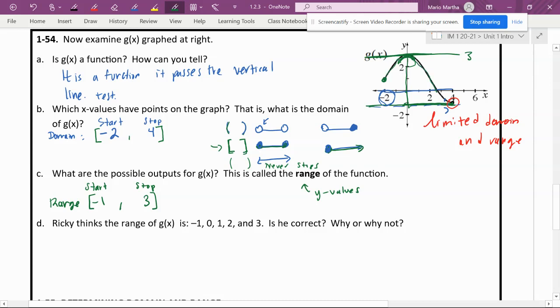But if you notice, there's also the values in between. So it's not just those numbers. It's all those and everything in between. So we would say he was partially right.